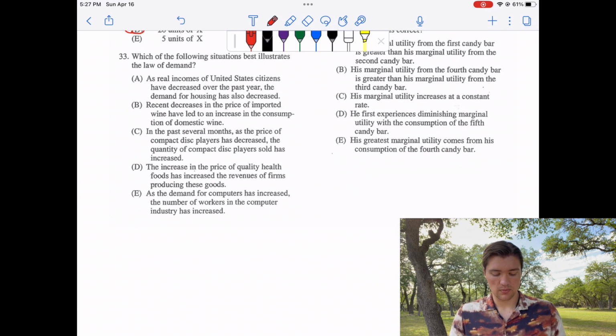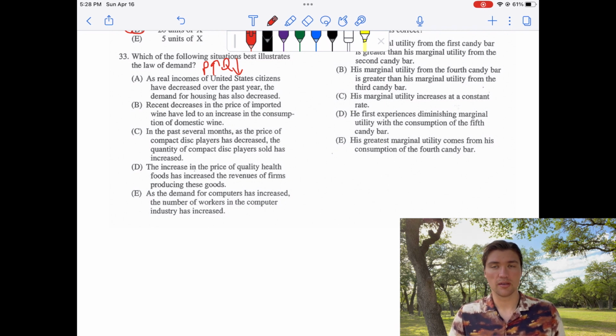Number 33, which one best illustrates the law of demand? Remember, law of demand was price up, quantity down. So which one best illustrates that? Is it as real incomes of citizens have decreased, the demand has also decreased? No, that's not the law of demand. We're dealing with price and quantity. Recent decrease in price of imported wine has led to increase in consumption of domestic wine.